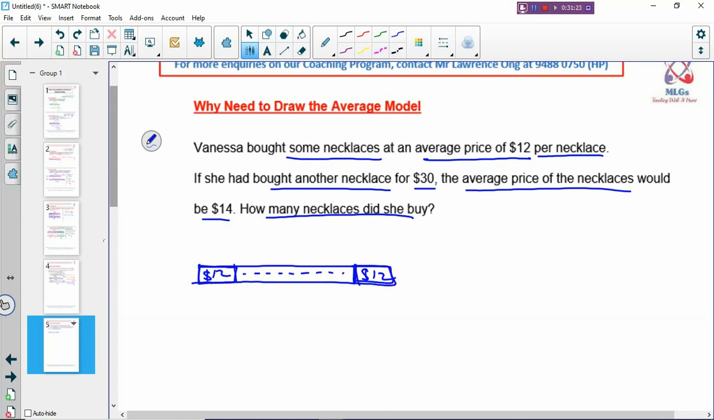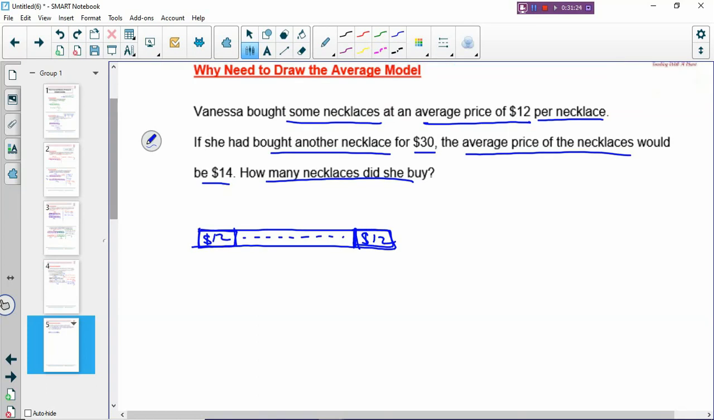Okay, now then she bought another necklace. So what do you think will happen to the total amount that she's going to spend? The total amount will be longer. So there's some logic here, some common sense here. So when she bought another necklace, what will happen? The average became more, of course, right?